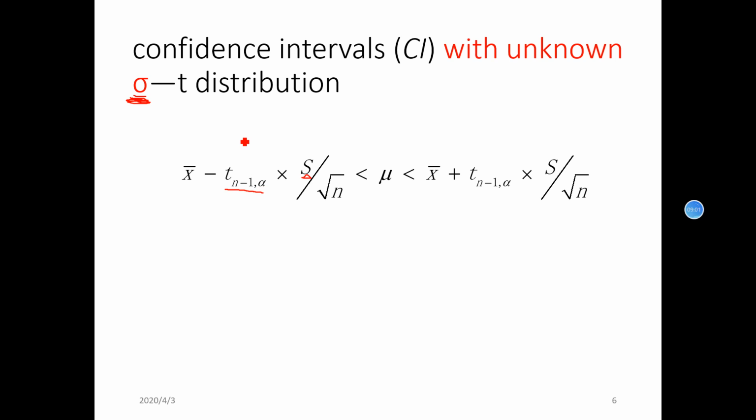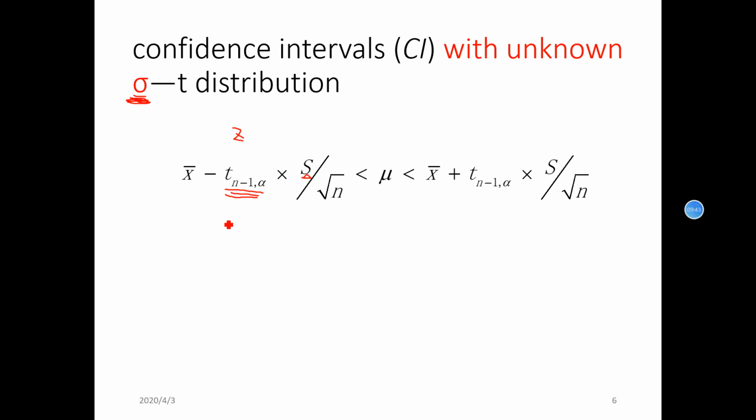When sigma is given, it follows the z distribution. So we use z half alpha, that is 1.96 when alpha equals 0.05. But when sigma is not given, it doesn't follow the z distribution, but the t distribution. So here we use another number, that is the t value, not z. How can we get the t value? We can check it from table A2, the t value table.